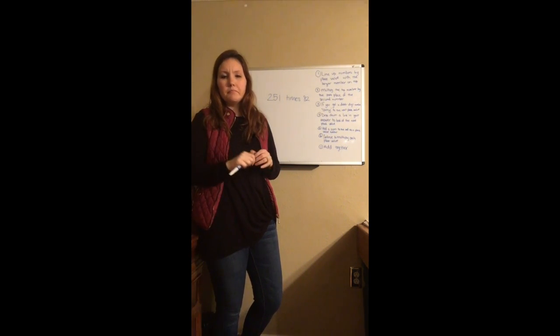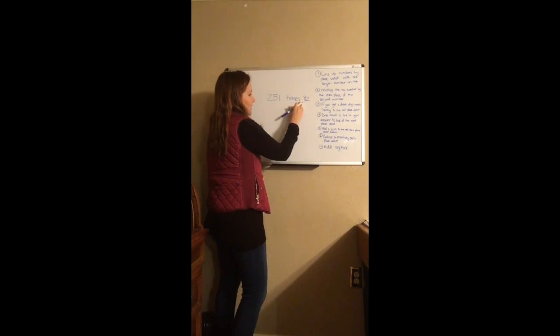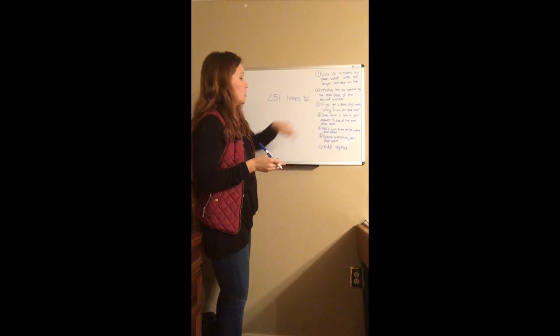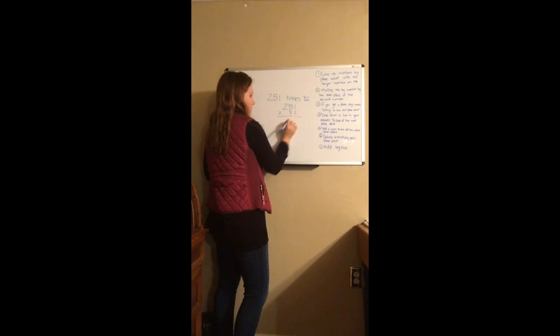Free to pause, take all the time you need to finish this one. All right, so we have 251 times 82. 251 has 3 place values, while 82 only has 2. So let's go ahead and put the 251 on top. Again, it's just easier to work with that way.